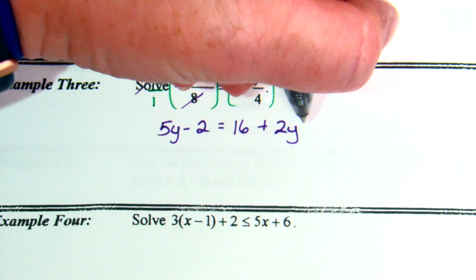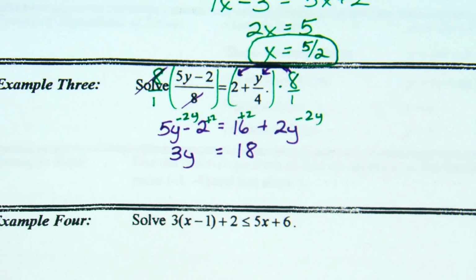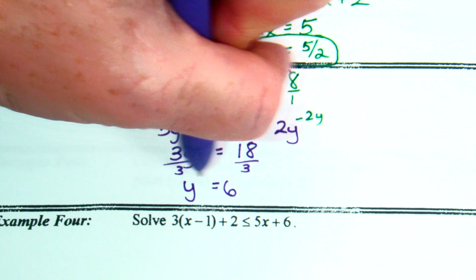Subtract 2y to both sides and add 2 to both sides. 5y minus 2y is 3y. If we add the 2 across, 16 plus 2 is 18. If 3y equals 18, then what do we know? Divide by 3, and y is 6.